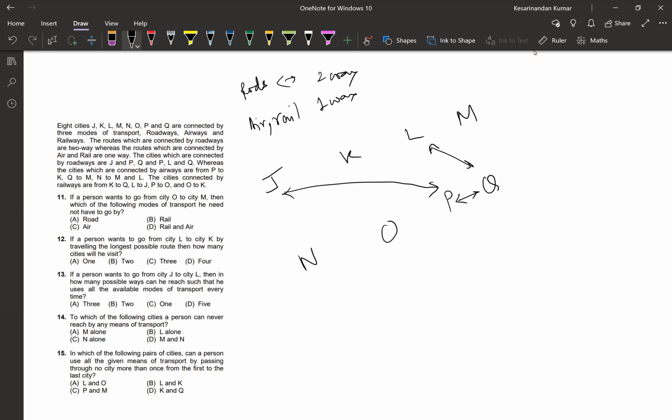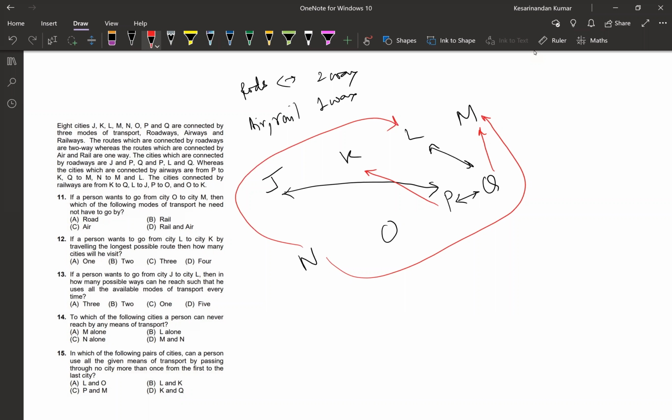Whereas the cities which are connected by airways are from P to K. Let's use a different color for this. P to K. Okay. Then Q to M. N to M. And N. So N to M as well as N to L.